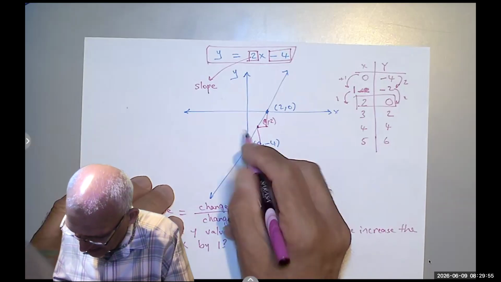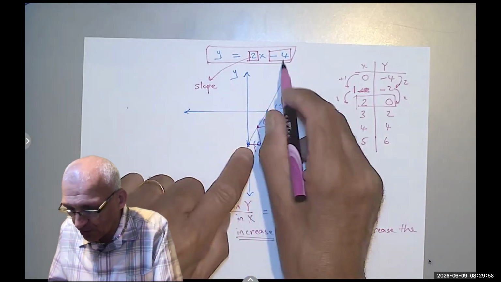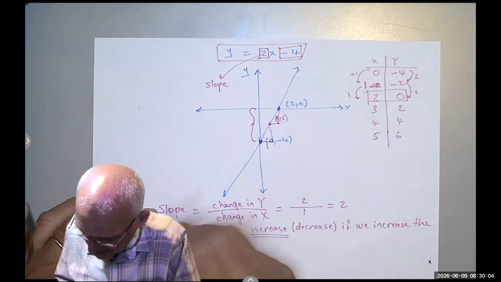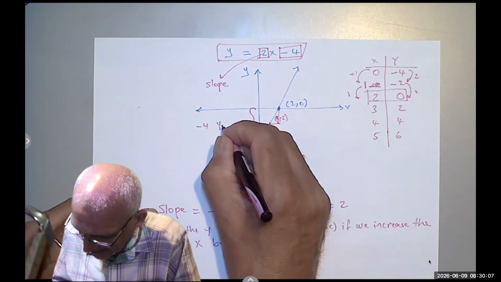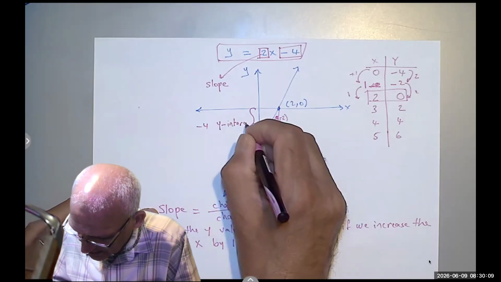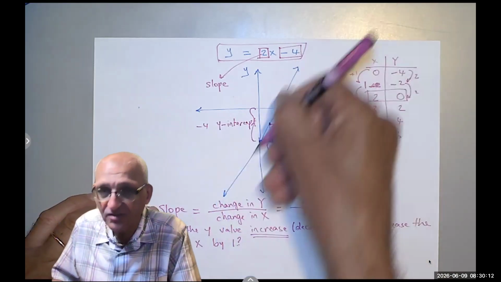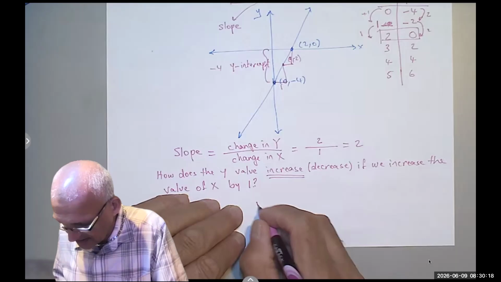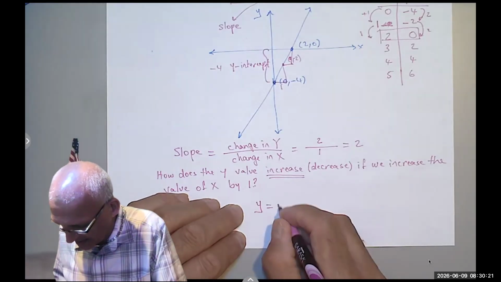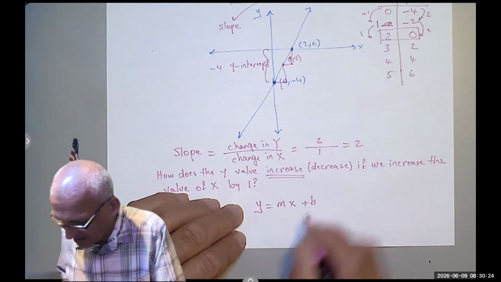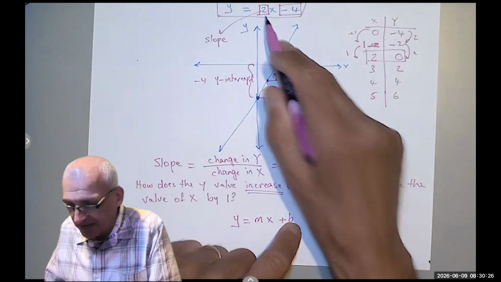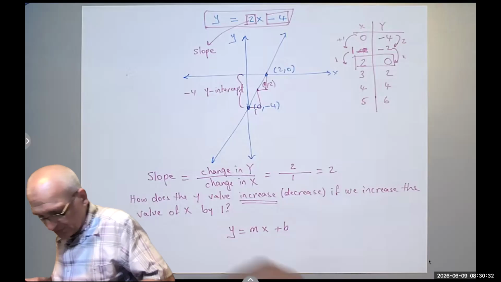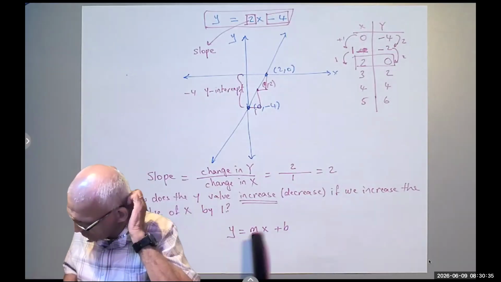Oh, -4 is here. It's the y coordinate of that point. And this point, or this value, which is the -4, is called the y-intercept. It's where the line crosses the y-axis. Okay, so now we usually will see it generally written as y equals mx plus b. M here is the slope, b is the y-intercept. And that's a form that we call slope-intercept form.